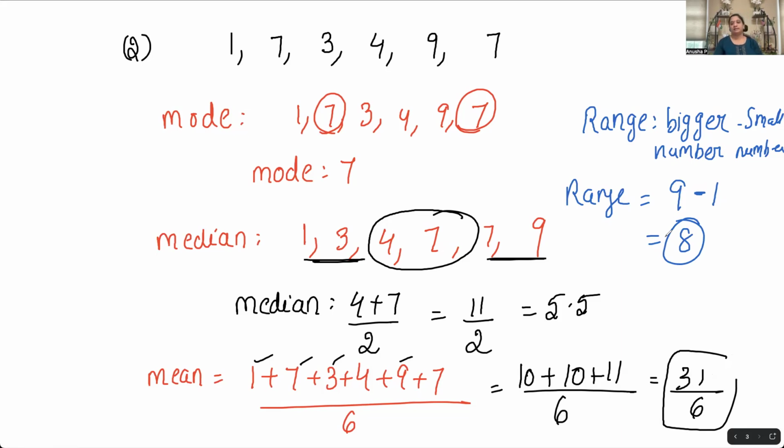Okay, mode is the most frequent number that comes. Median is we have to write the numbers from least to greatest and find the middle number. If we have only one middle number, median is that number. But if we have two middle numbers, you'll add the two numbers and divide it by 2. Mean is you will add all the numbers, and if we have 5 numbers, you'll divide it by 5, and if you have 6 numbers, we'll divide it by 6. The range is bigger number minus a smaller number.